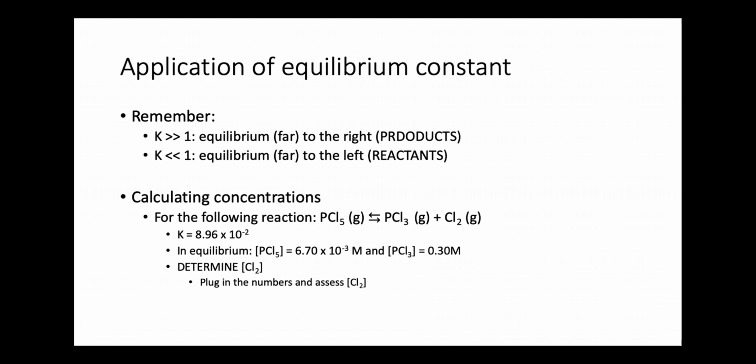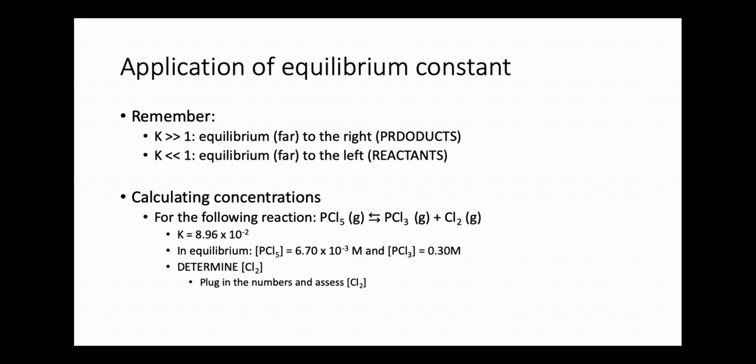So we can also apply the equilibrium constant. If K is much larger than 1, we know my equilibrium is on the right-hand side, products. If it's a lot smaller than 1, it's on the left-hand side.